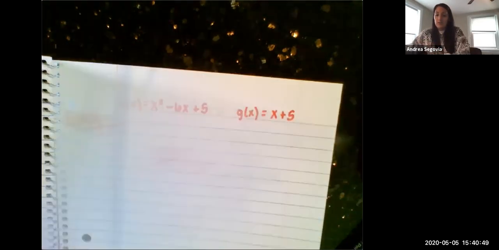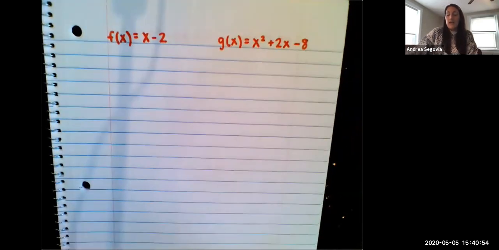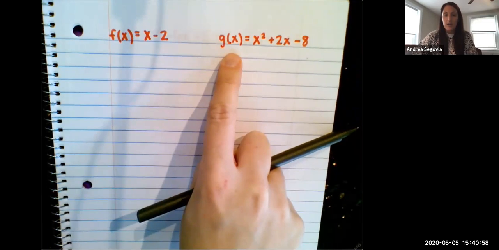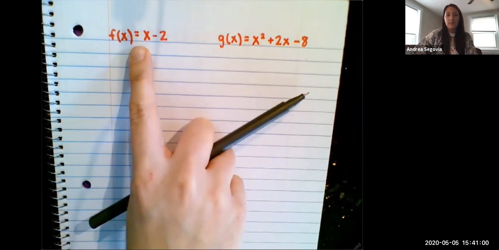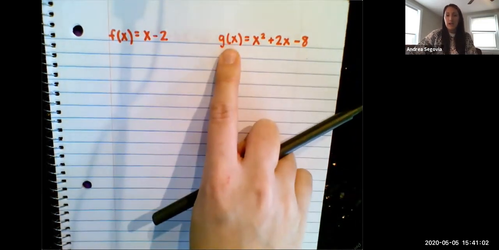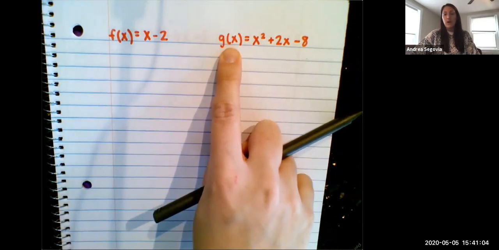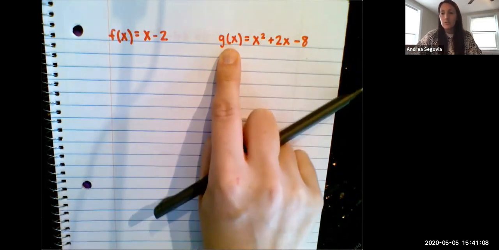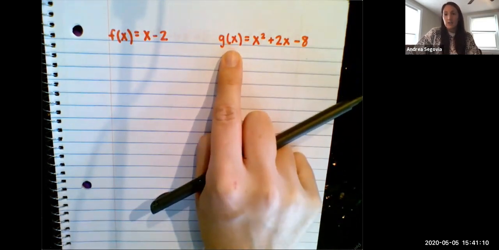All right, we're going to start with this system. The system that we're looking at has a linear equation and a quadratic equation. We have f of x equals x minus 2 and g of x equals x squared plus 2x minus 8. So I want to figure out where these two functions cross on the coordinate plane.